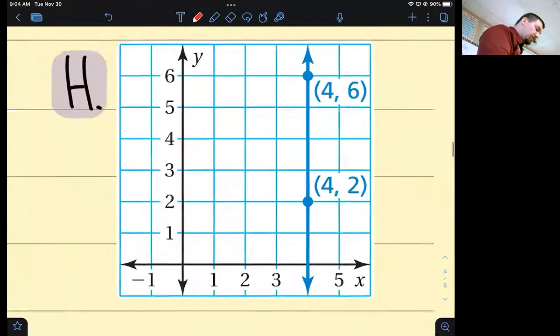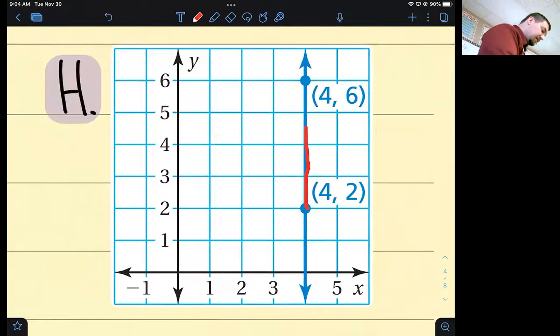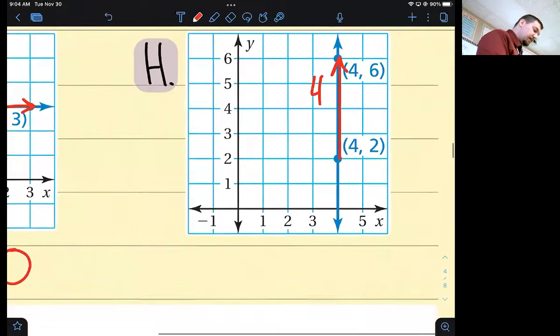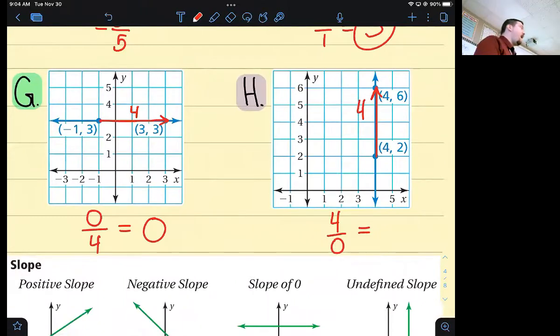What about example H? My rise is 4. My run is nothing. What's that reduced to? Nice job, Ashlyn. That reduces to undefined. Do you remember at the beginning of the year I said you cannot divide by 0? Anytime we're supposed to divide by 0, or anytime 0 is the bottom number of a fraction, I can't fit that whole word on there, so I'm going to abbreviate. Anytime 0 is the bottom number of a fraction, you have to write undefined. That's not a slope, that's a cliff, right?